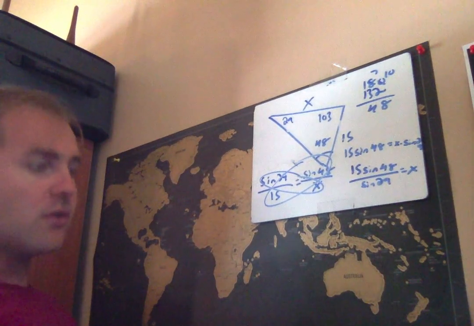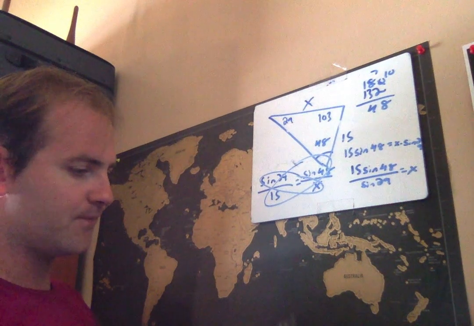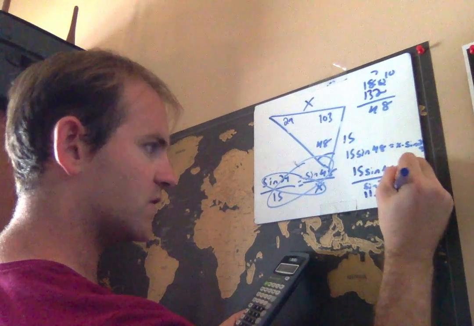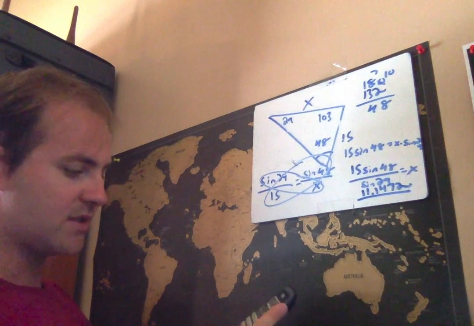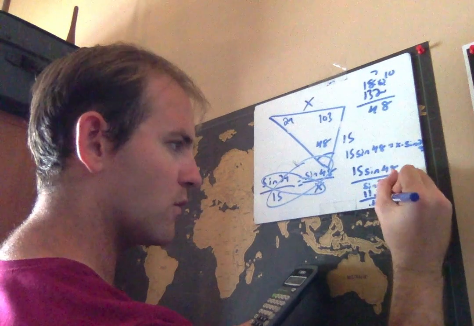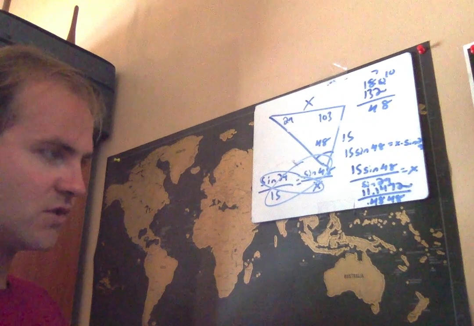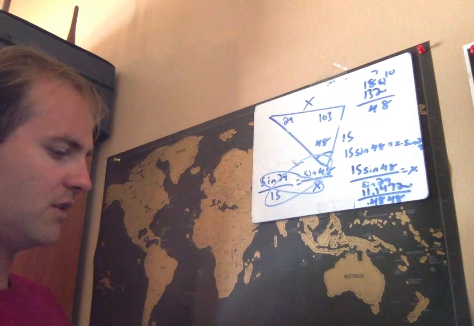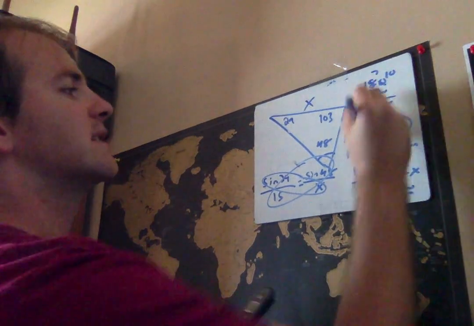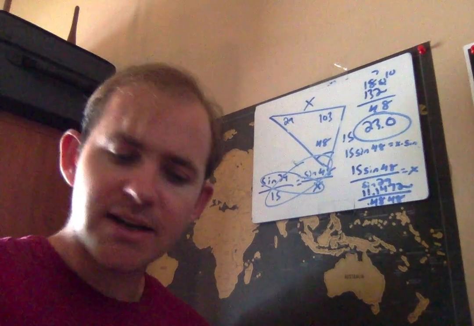And again, I can go through and do this using my calculator. So I'm going to do 48, hit the sine key, times 15. Up top, that's going to give me 11.1472. And on the bottom, let's do sine 29. That's going to be 0.4848. And then I'm going to do some division. 11.1472 divided by 0.4848. Lo and behold, I'm going to get 22.99, and I'm going to round that to 23.0.